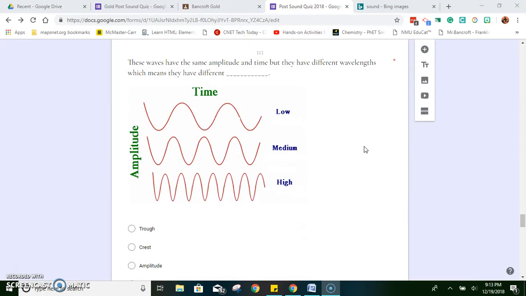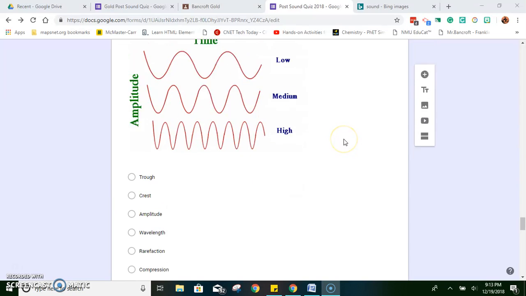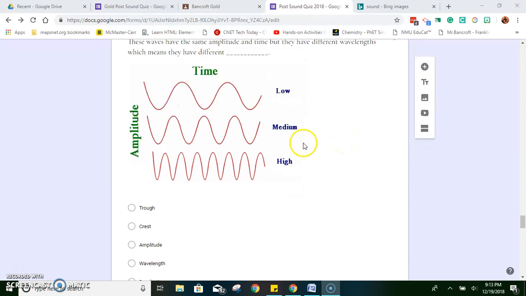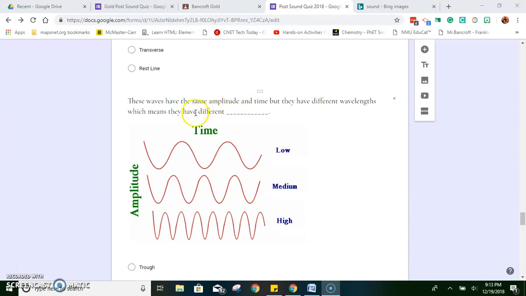Question 10. These waves have the same amplitude and time, but they have different wavelengths, which means they have different what? So we're looking at all of these waves here, and we can tell that the height of the wave in this picture is the amplitude, and our x-axis represents the amount of time. And then we have this label over here, low, medium, and high for each one of the waves. So they have different wavelengths, which means they have different what.